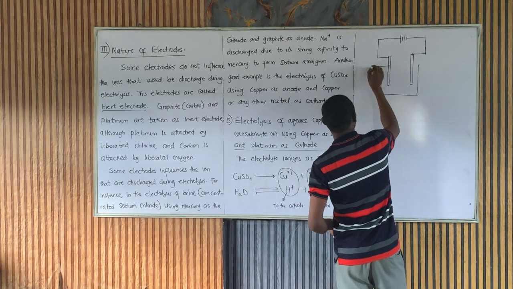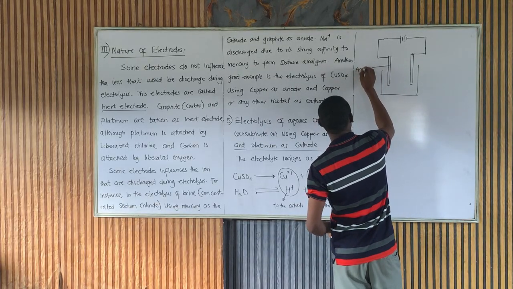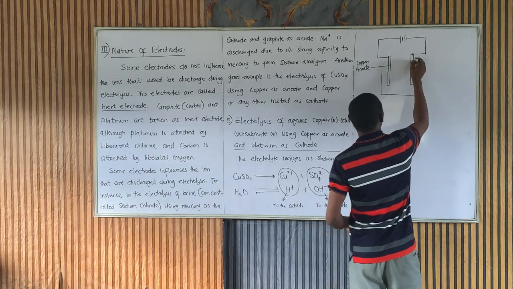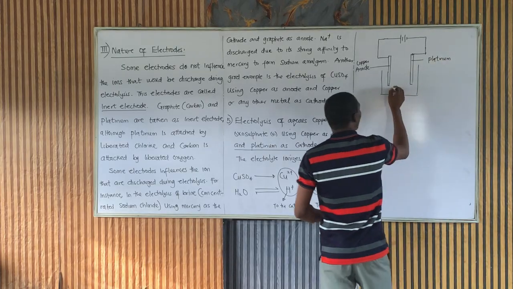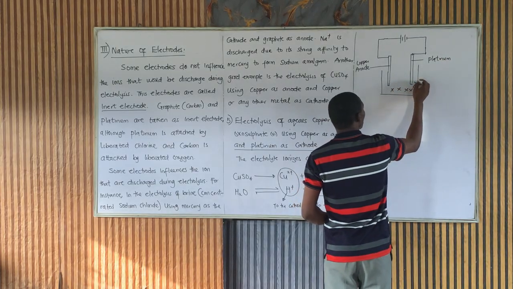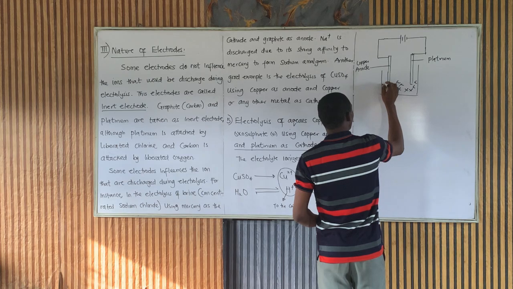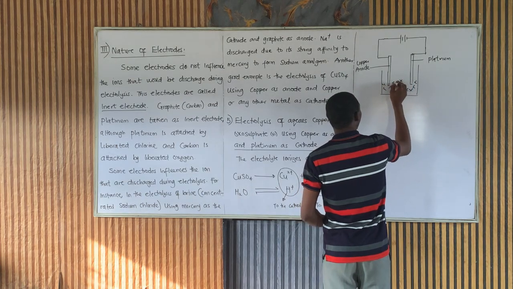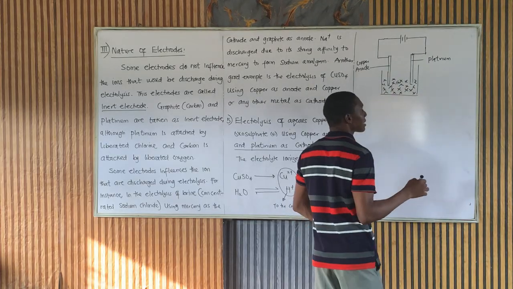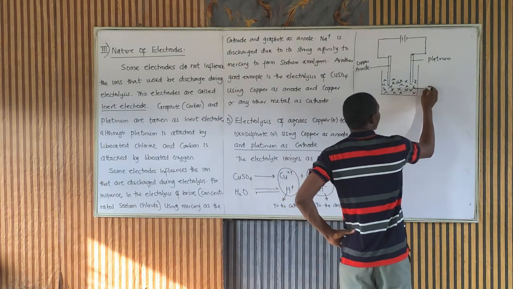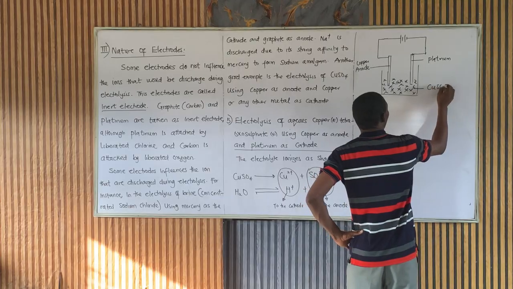I'm assuming that this is the anode made up of copper. So you see, copper anode. And here we are using platinum. You could have used copper as well. It doesn't really matter. But here is aqueous copper(II) sulphate. Aqueous means it contains water. It doesn't really matter if it's concentrated or dilute. So that's that about that. Now, mind you, this is CuSO4 aqueous.